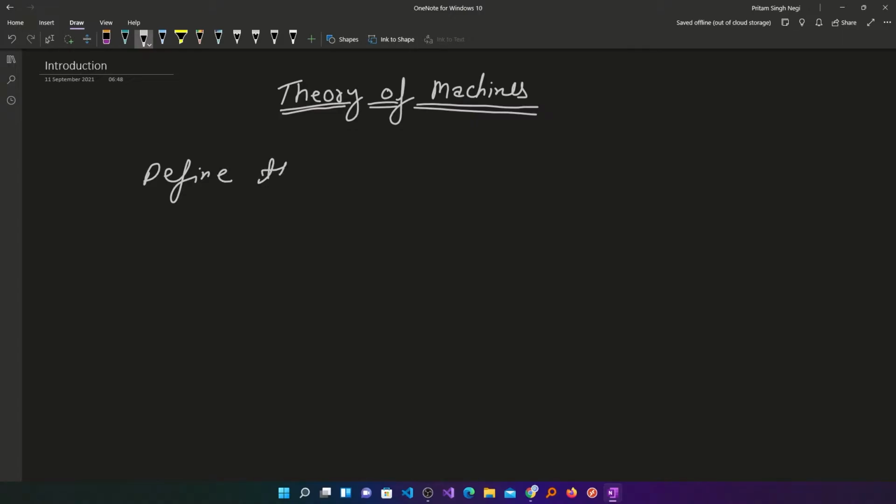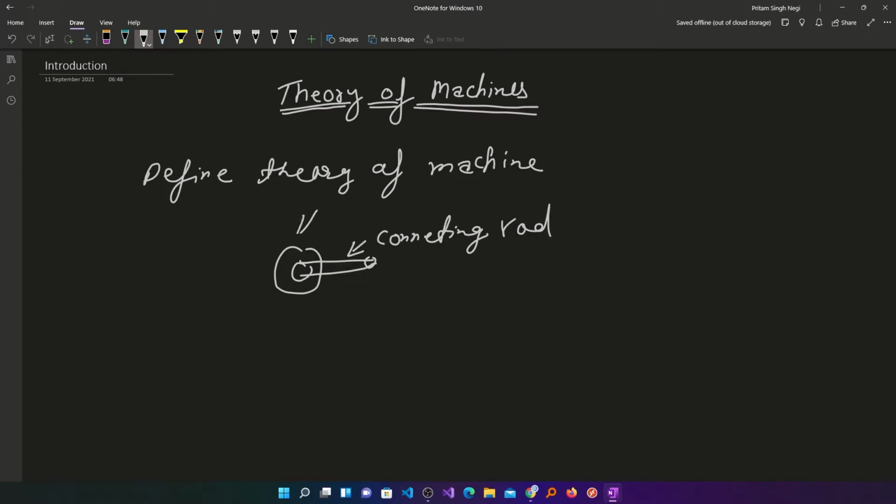theory of machine is a branch of, we can say, engineering science, which deals with the study of relative motion between the various parts of a machine. Let's say there is a machine, and there is relative motion between two parts, say this is a connecting rod and this is a crank. For sure, there is relative motion between both parts when they are working. So the theory of machine deals with the relative motion between the various parts of a machine.